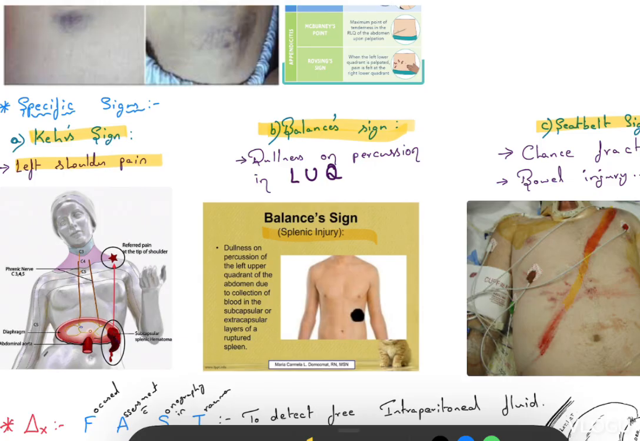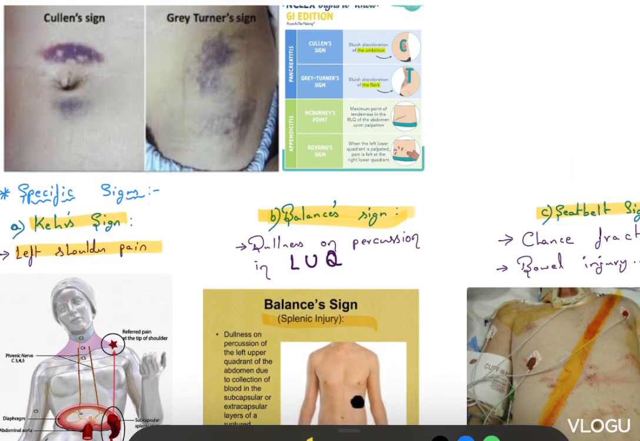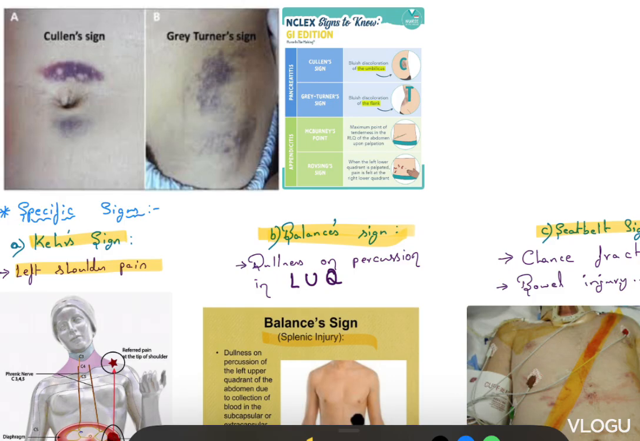So next, we can see seat belt sign. The seat belt sign means this one. I'm marking here. This seat belt sign, if patient is getting it, you have to suspect some chance of fracture or some bowel injury.